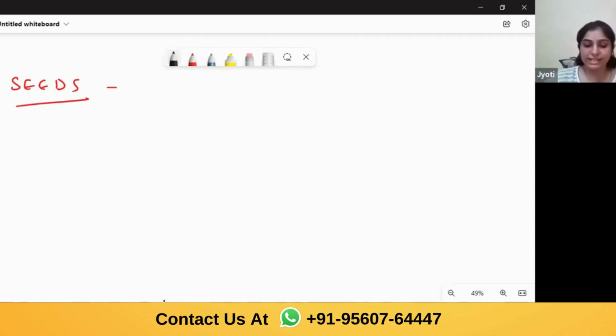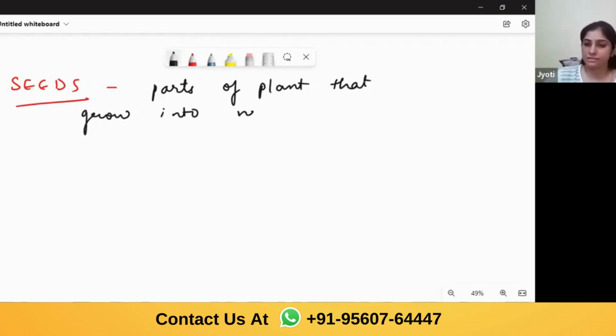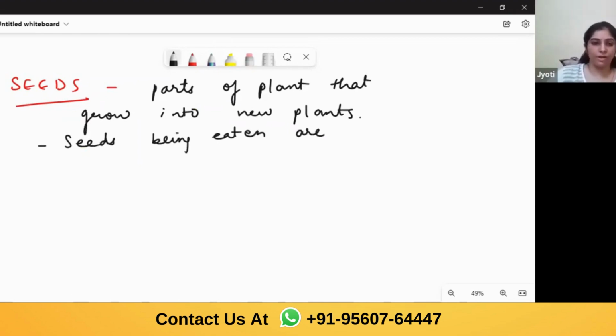So seeds are the parts of the plant that grow into new plants. Definitely this is what happens. Examples of the seeds which we eat are wheat, rice, groundnut, peas, etc.